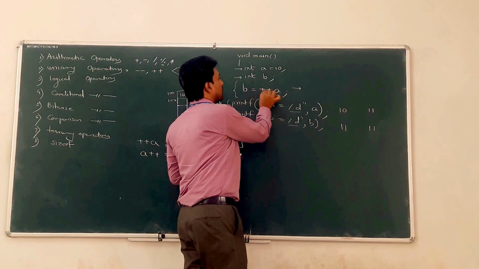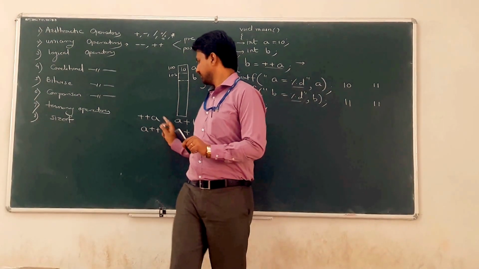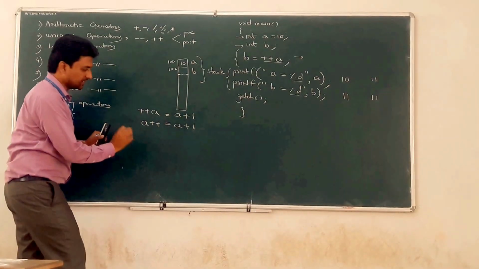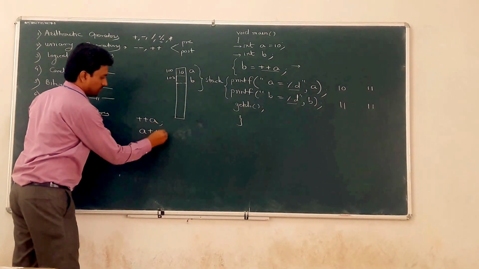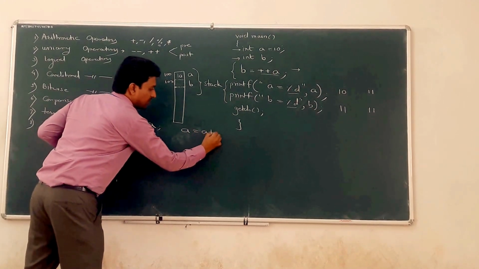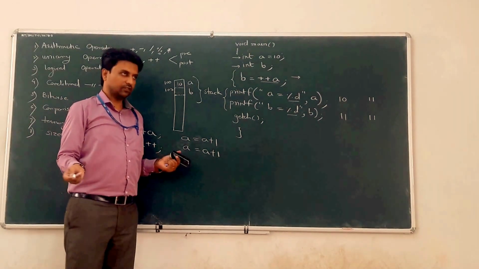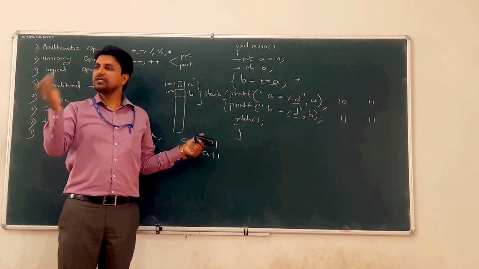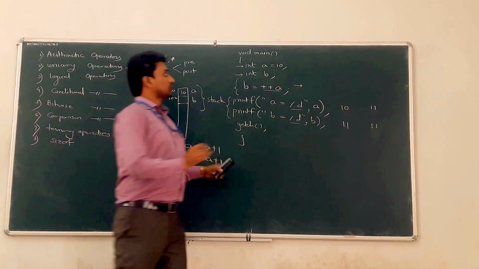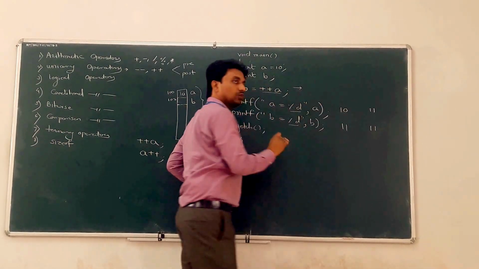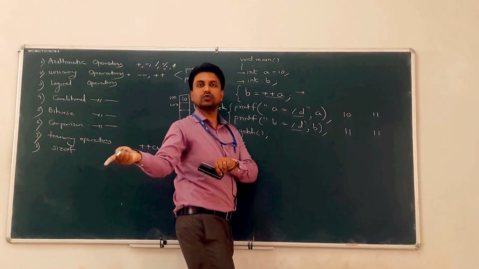How? What is the meaning of plus plus a? Its meaning is fixed. a is equal to a plus 1: add 1 to a and assign it to a itself. So if a's value is 10, plus 1 is 11, and it is assigned to the same variable a. This is the meaning. Okay. So this is a single line. It is expanded into 2 lines by preprocessor, and then it is submitted to the compiler.